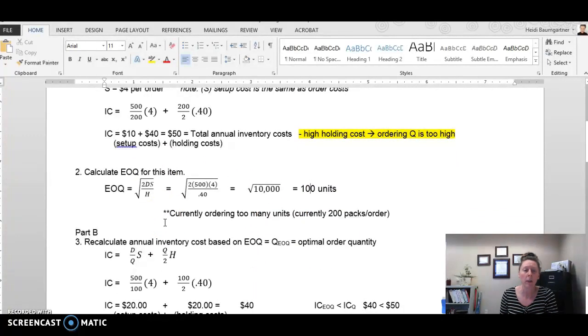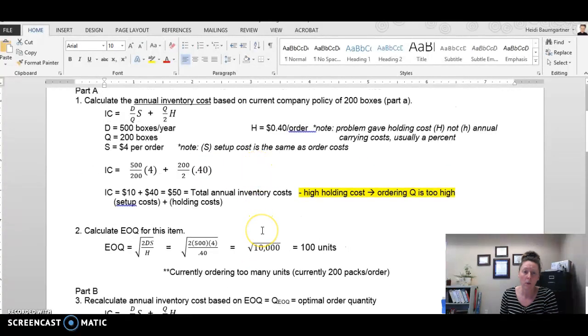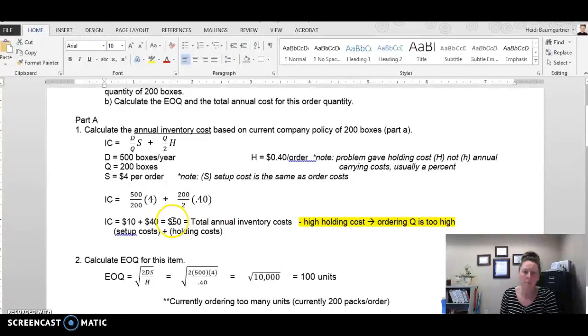Part B, to recalculate the annual inventory cost based on our EOQ, or the optimal order quantity of 100 units, using our equation. We're plugging in 100 in both of these areas, calculating out our setup costs and holding costs, both equal $20, adding them together is 40. So our IC of the EOQ is 40, which is less than our ICQ, inventory cost Q, of 50. So we are doing well because we're looking at 40, which is what we should be ordering, versus our $50.